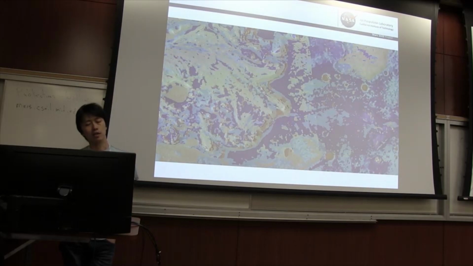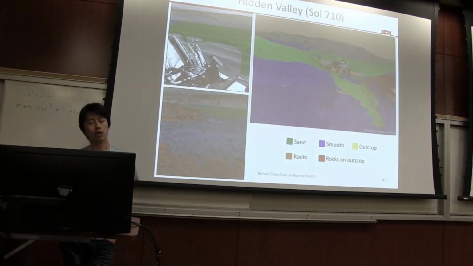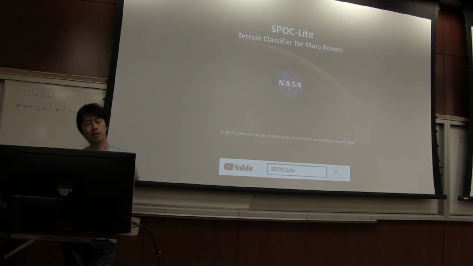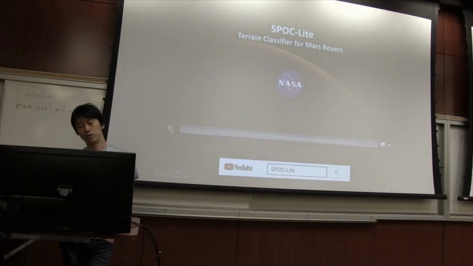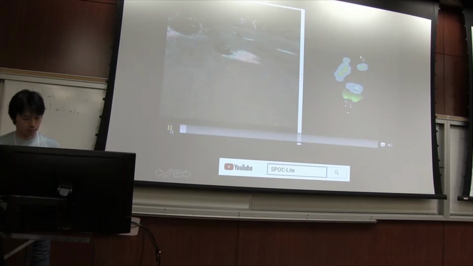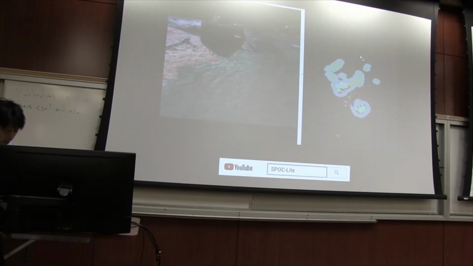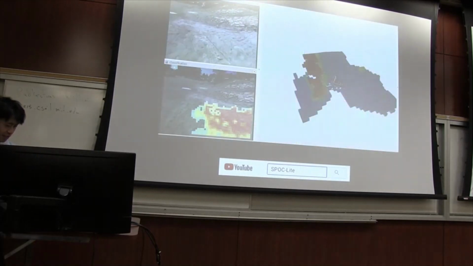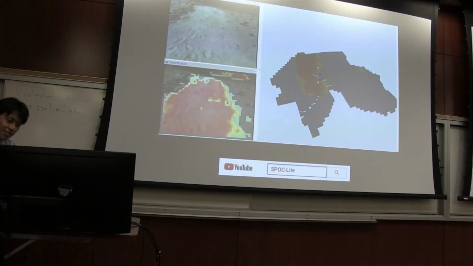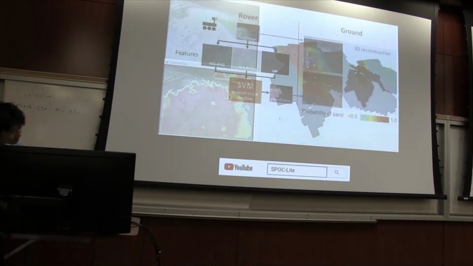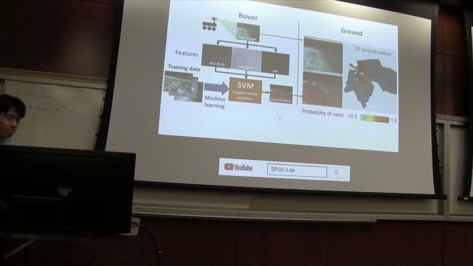And then this is the classification given by Spock, which is pretty good. These are the applications for the rover-based images. And this is the movie for the onboard deployment. Spock Lite is an onboard terrain classifier compatible with the RAD 750 class CPU and capable of identifying sandy terrain in images. In this movie, red represents a high probability of sand. Spock Lite is based on linear SVM, one of the simplest machine learning algorithms. It is trained by a few hundred labeled images.